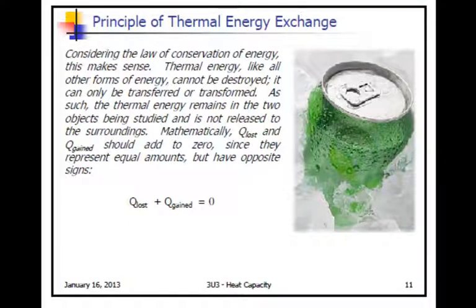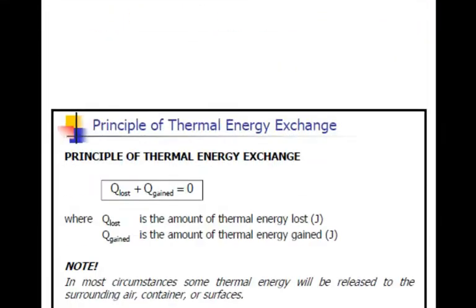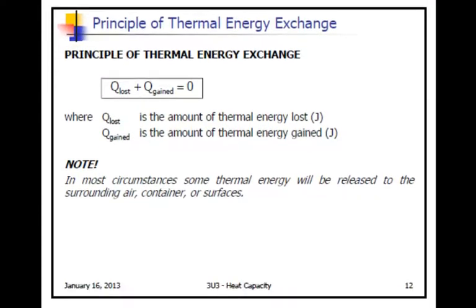So considering the law of conservation of energy, this makes sense. Because of conservation of energy, we will never have a loss of energy. So our Q lost plus our Q gained has to equal 0. Notice that the Q lost is negative and Q gained is positive. So when we add them together, they would be the same magnitude, but one would be negative, one would be positive. So here's the principle of thermal energy exchange as an equation.